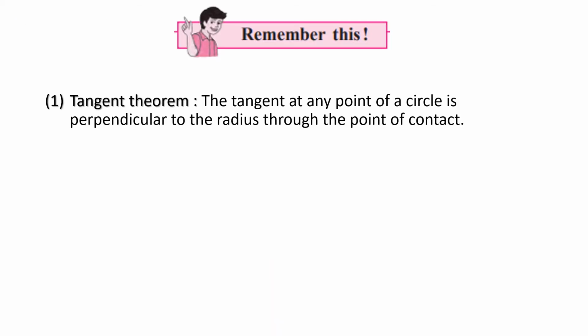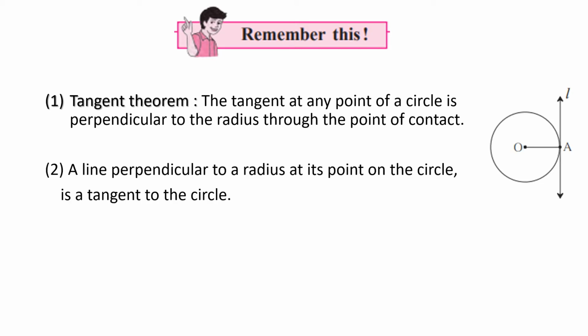Now remember the tangent theorem. The tangent at any point of a circle is perpendicular to the radius through the point of contact. A line perpendicular to a radius at its point on the circle is a tangent to the circle. Here line L is perpendicular to radius OA and it is tangent to the circle, which means at point A it is an angle of 90 degrees.